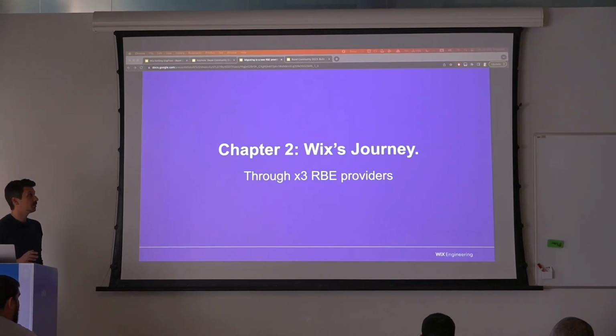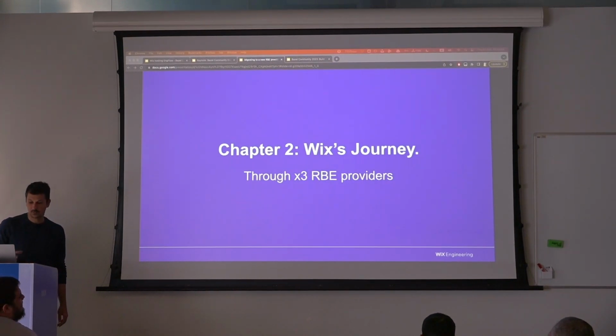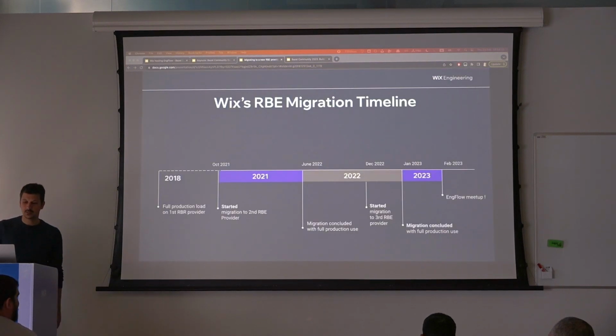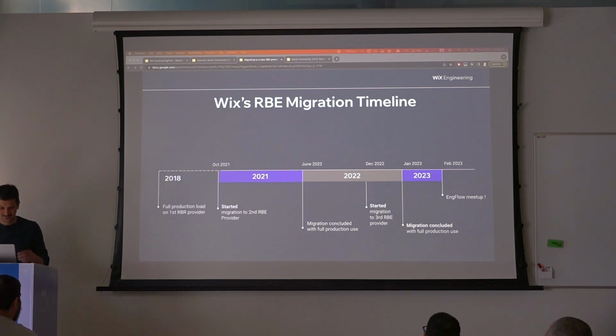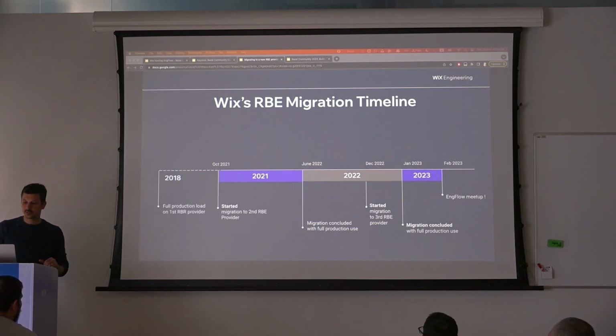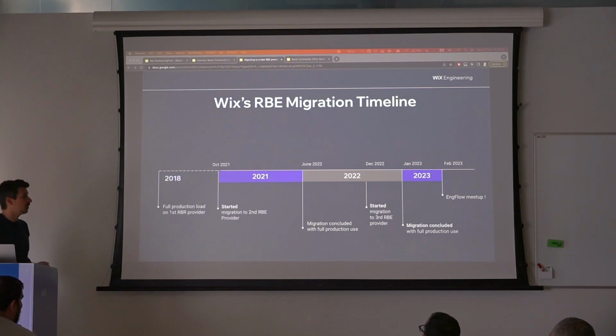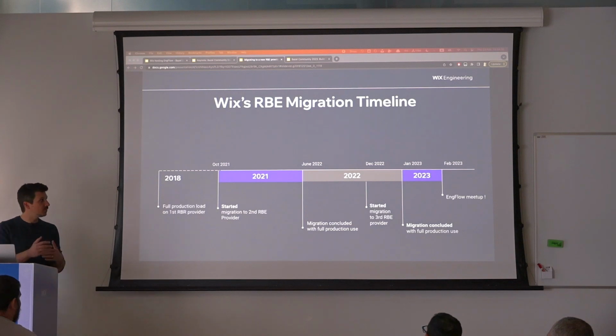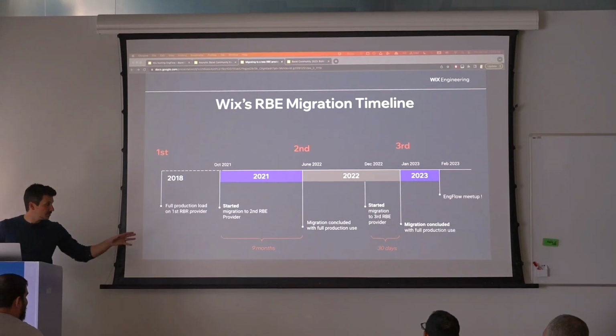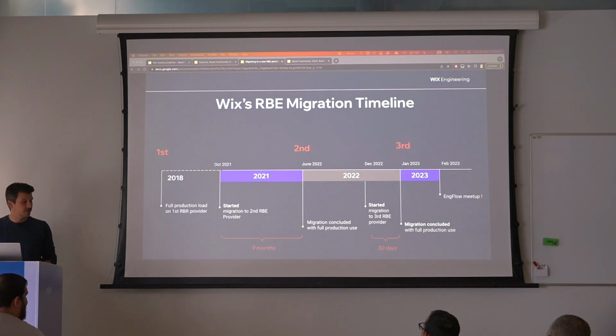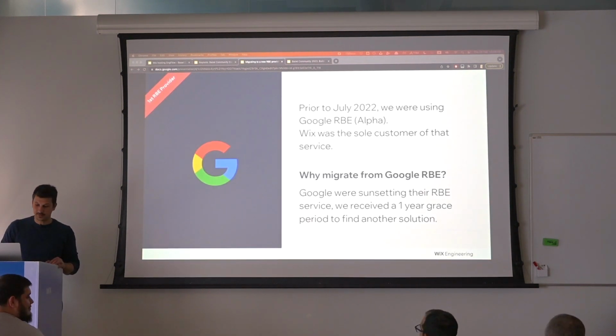Let's talk about chapter 2, Wix journey through 3 RBE providers. Yeah, everything is fine. So there are a handful of RBE providers out there, and Wix managed to use 3 of those. It took us like 5 years to go from one to another. And as you can see, the first migration took 9 months. The second one took 30 days, actually less than 30 days, so we'll go over it. 3 weeks. 3 weeks, yeah.